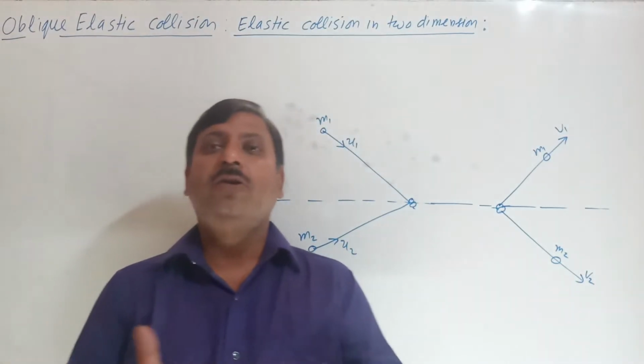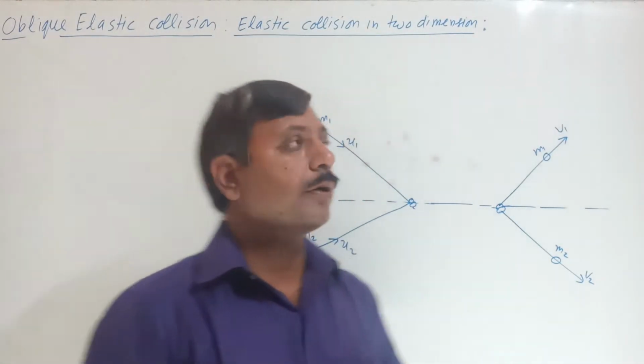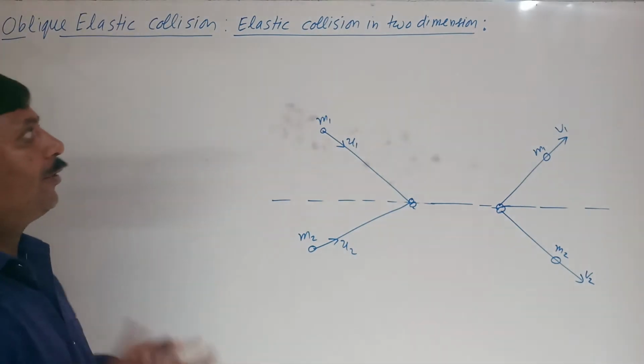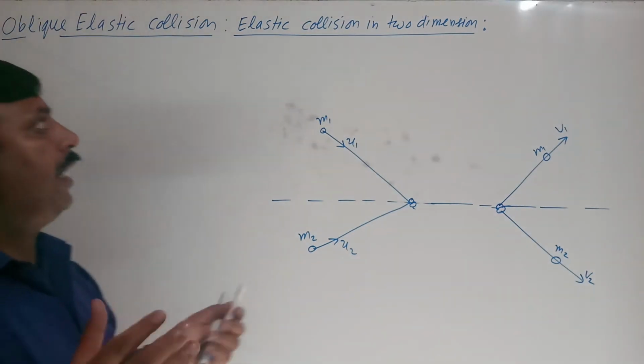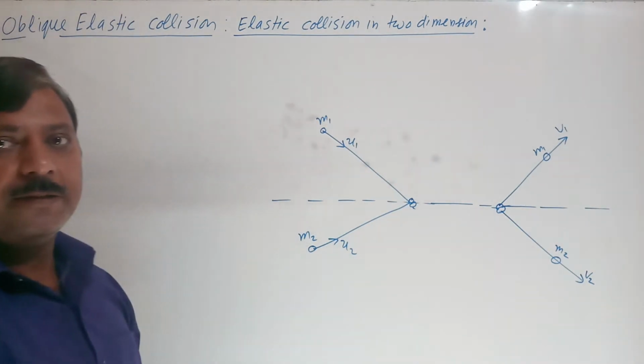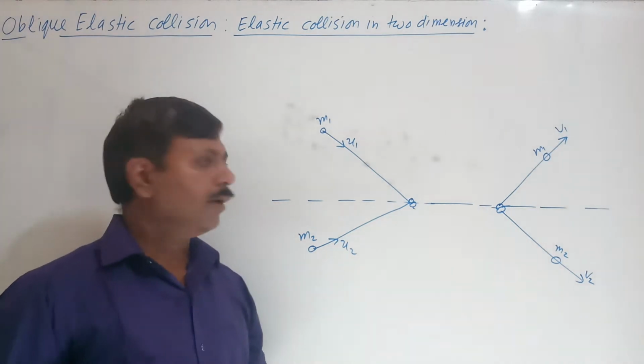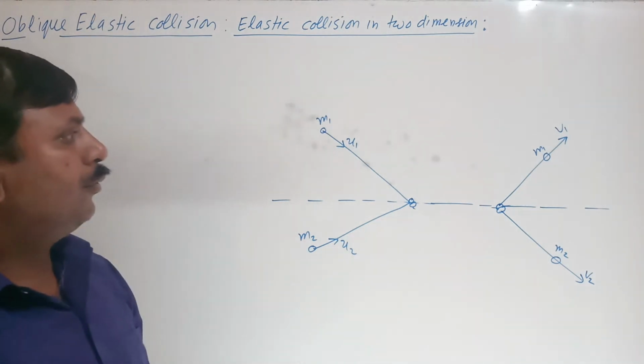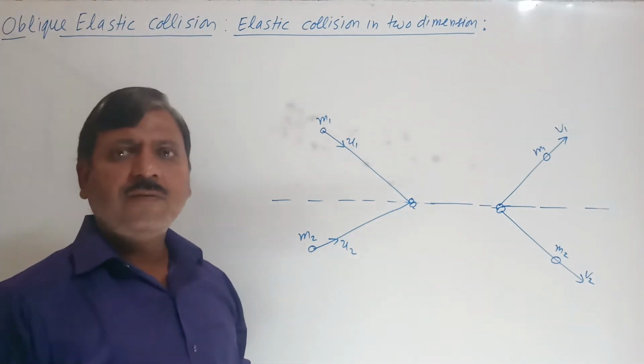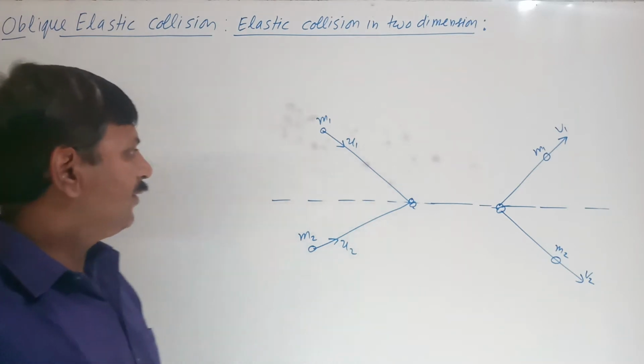Here we are talking about the oblique elastic collision, an elastic collision in two dimensions. Let's see how we are going to find the equation for elastic collision in two dimensions.